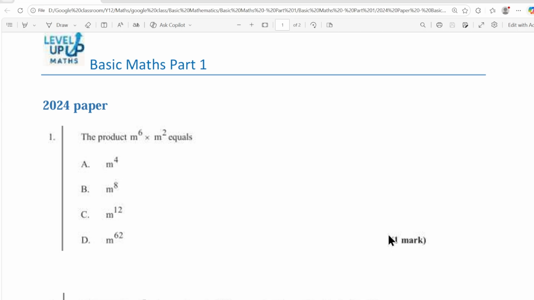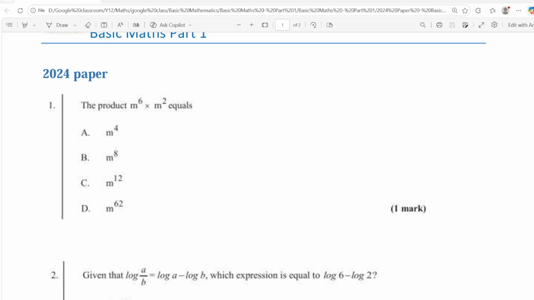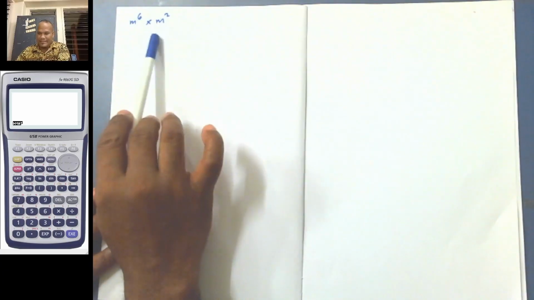Today we'll be looking at the 2024 paper, and 2024 paper question number 1 says, I'll just write the question down, the product of m to the power of 6 times m to the power of 2 is equal to what? Let's have a look at some properties and some information regarding this value.